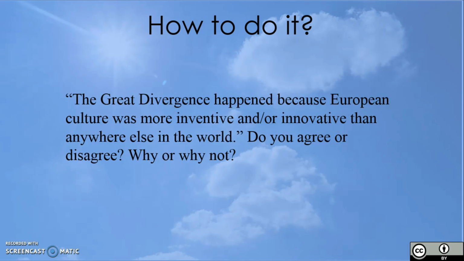This is an essay question for first year students in economic history. So the question reads, "The Great Divergence happened because European culture was more inventive and innovative than anywhere else in the world." The Great Divergence, with a capital G, capital D, is a proper noun, so this is some phenomenon. You can see that first sentence is in quotes, so that's obviously something that someone has said. It's a statement, and then it reads, do you agree or disagree, why or why not?